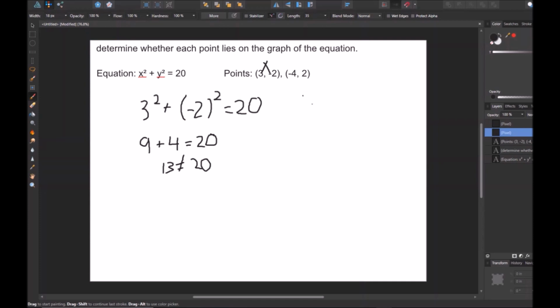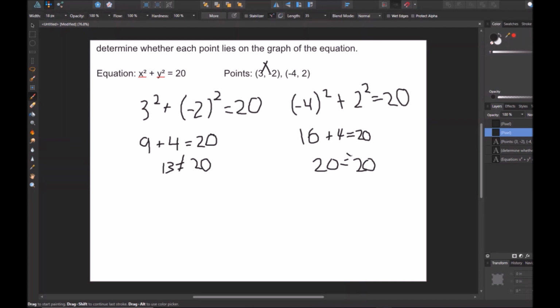For this next one, we'll plug in -4 for x, and again we're going to put it in parentheses. -4 squared plus 2 squared equals 20. -4 squared is 16, and 2 squared is 4, so we have 16 plus 4, and we're going to set that equal to 20. Well, 16 plus 4 is 20, so we know that the point -4 comma 2 does lie on the graph of the equation x squared plus y squared equals 20.